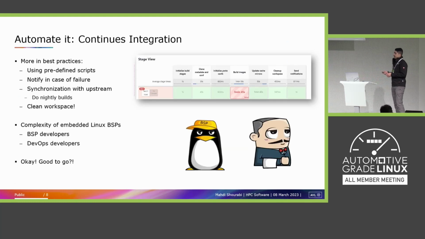If you want to check some more best practices: one good practice is using predefined scripts, I mean shell scripts, and not directly running commands inside your Jenkins files. If you're using repo, you can have a separate script for that and just call it inside the Jenkins file. Another good practice is notifying BSP developers in case of any failure regarding the synchronization. One idea is having nightly builds.